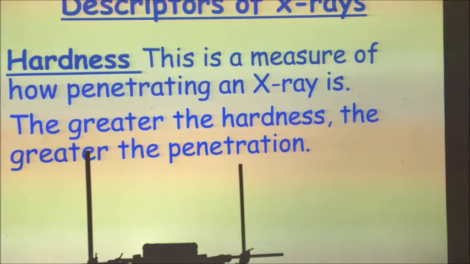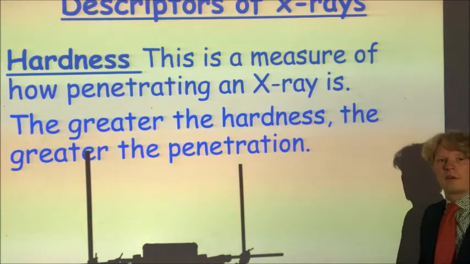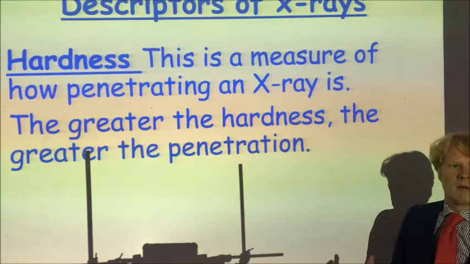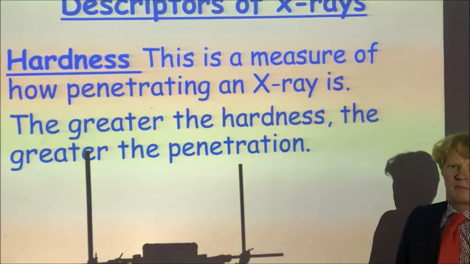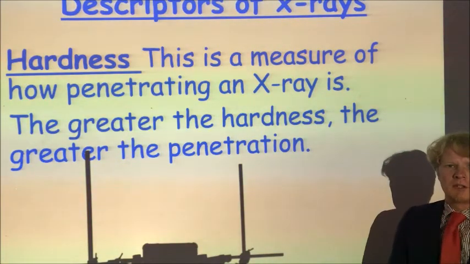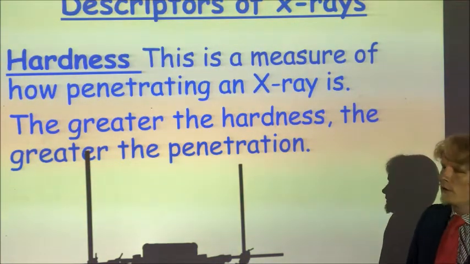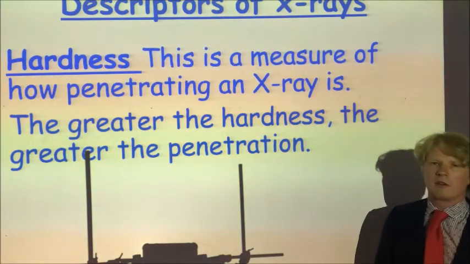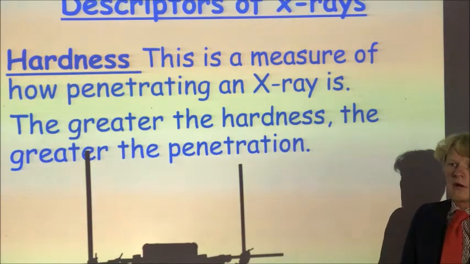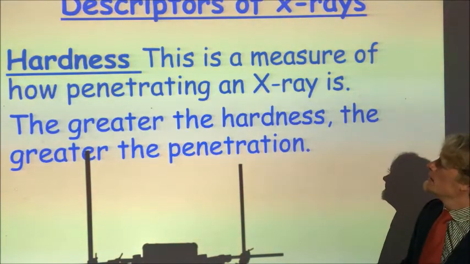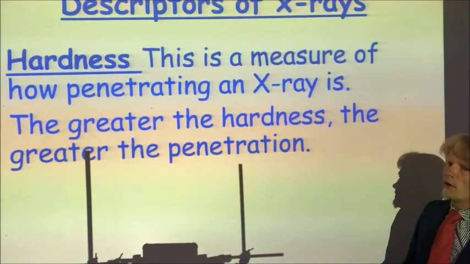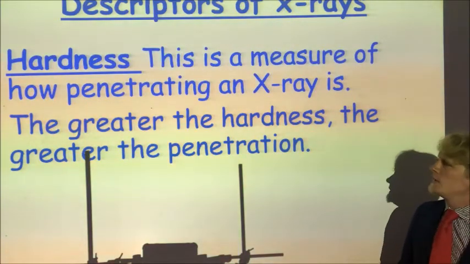First of all, hardness is a measure of how penetrating the X-ray is. When I showed you the X-ray of the hand image, mostly we can see bone and not very much of the soft tissues. That wouldn't be very good if we wanted to X-ray and see a kidney, for example, because a kidney is soft tissue and it wouldn't show up at all. So hardness is a measure of how penetrating they are.